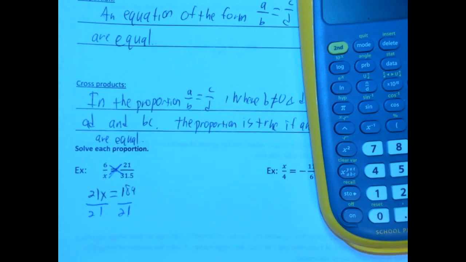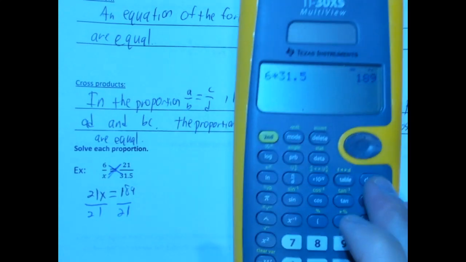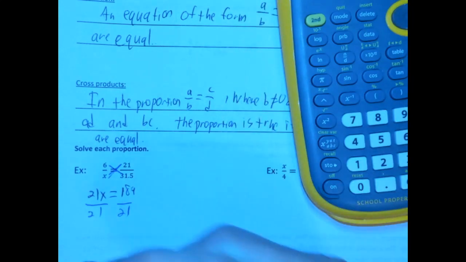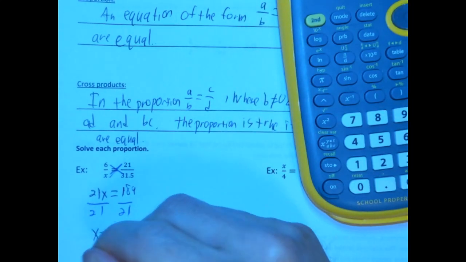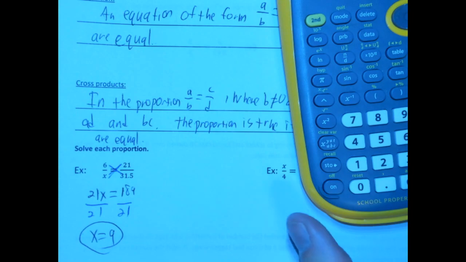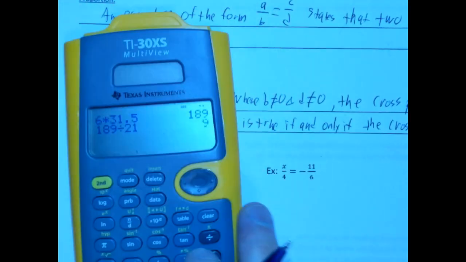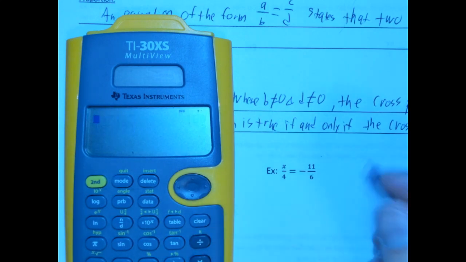And I'm assuming that's going to be 9. Looks like 9. Let's just double check. Yep, it's 9. X equals 9. So there you go. Most of you, I think, remember how to do this. I'll leave that on the screen for a second. Okay. And then over here.